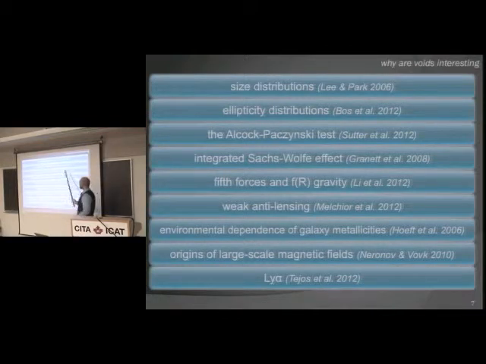I'll talk about the Alcock-Paczynski test and the integrated Sachs-Wolfe effect in more detail later. You can look at the interior structure of voids, the velocity profiles, and these are excellent laboratories for dark energy and f(R) gravity and fifth forces. Because inside of a void, fifth forces are completely unscreened, and so you get the largest deviations from lambda CDM general relativity inside of voids. I'll talk about anti-lensing later. That's a really interesting topic. And if you're sick of cosmology, you can even do astrophysics with voids.